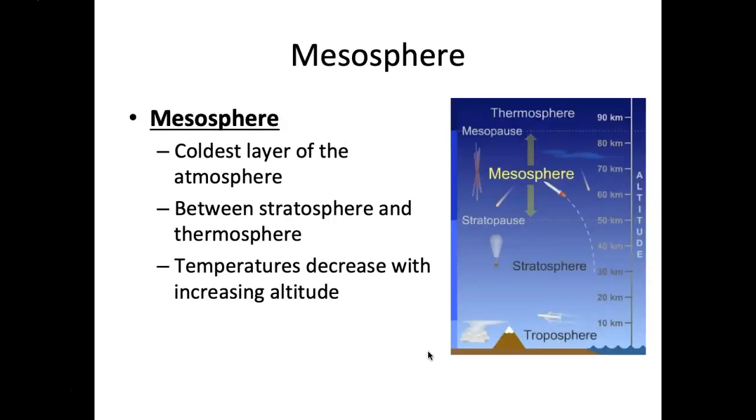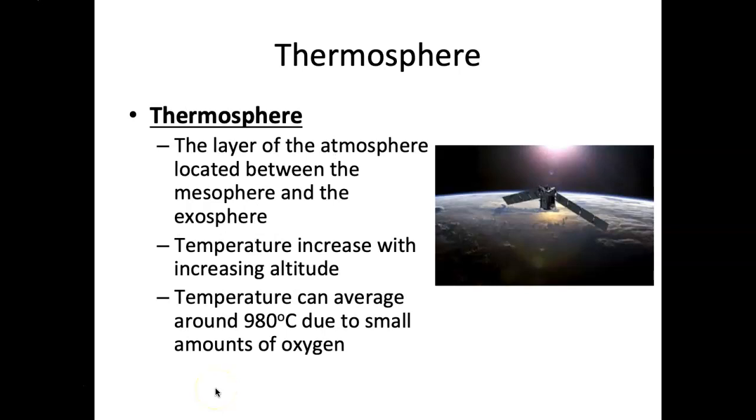The next layer is going to be the mesosphere. This is the coldest layer of the atmosphere. It's located between the stratosphere and the thermosphere, and as you increase in altitude, the temperatures are going to decrease. The mesosphere is located anywhere from 50 kilometers up to about 85 kilometers up. Next is going to be the thermosphere. This is going to be the layer of the atmosphere that is located between the mesosphere and the exosphere.